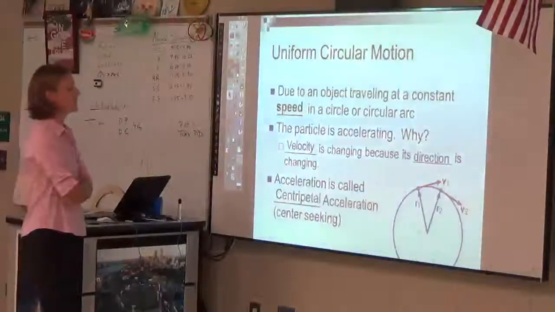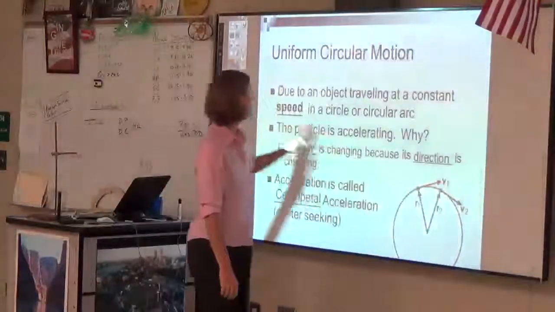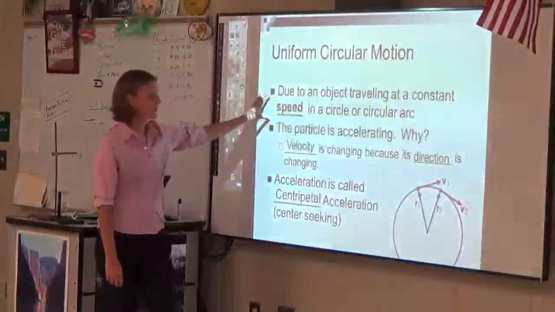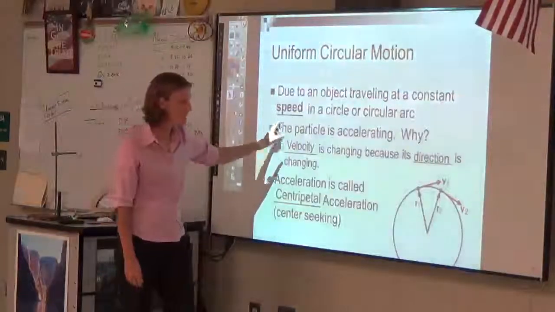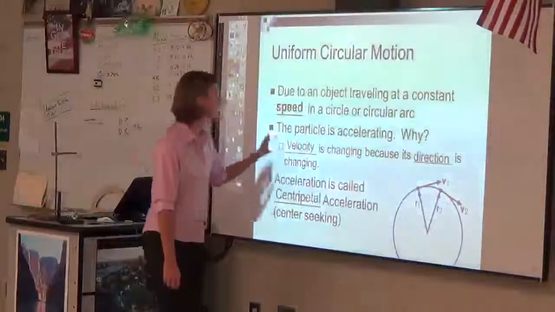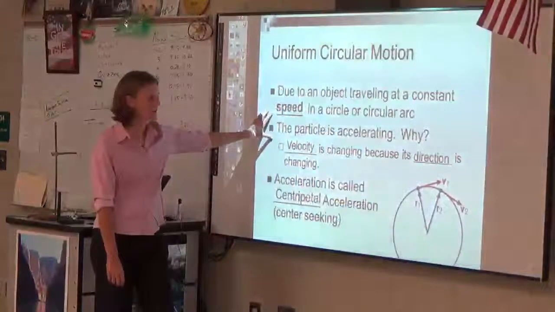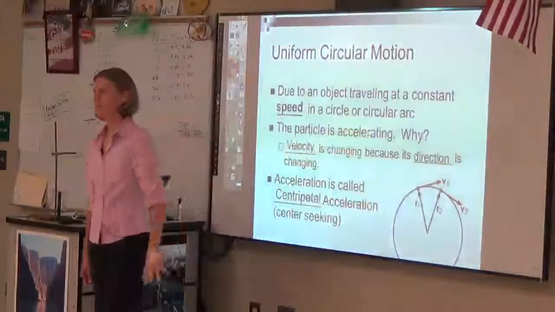All right, anyway, so circular motion. You know what that means? You're moving around in a circle. Specifically, we're going to talk about things moving at a constant speed. So maybe 50 miles an hour around in a circle. But things that are moving at a constant speed around in a circle are considered to be accelerating.